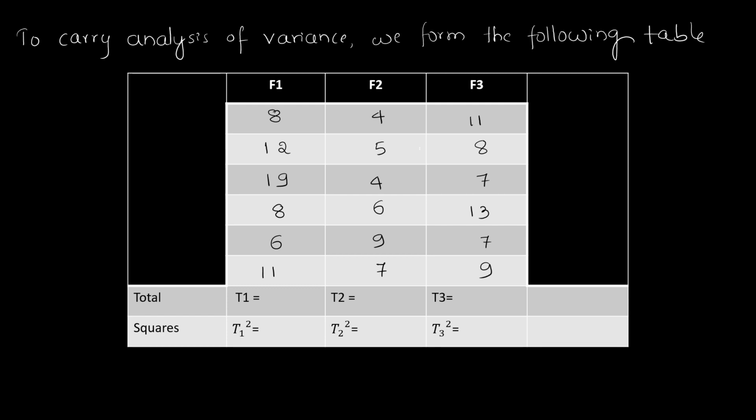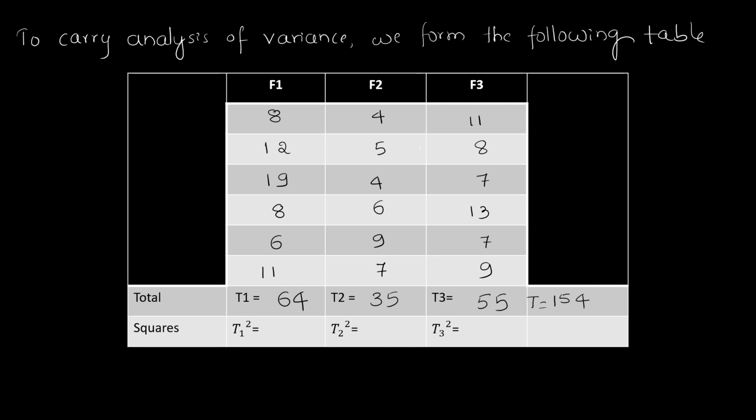Now what is the first step? First step is to sum all these. So add F1 data, F2 and F3. Adding all F1 will give you T1, which is 64. When you add F2 values, you will get 35. Adding F3 values, you will get 55. Then add again this total T1, T2, T3. So total is 154. Let us denote this by T. T is equal to 154.